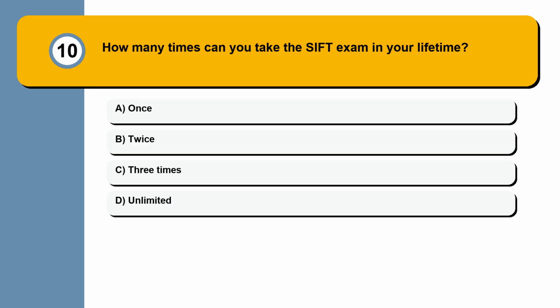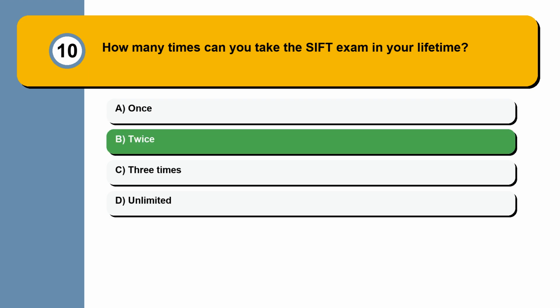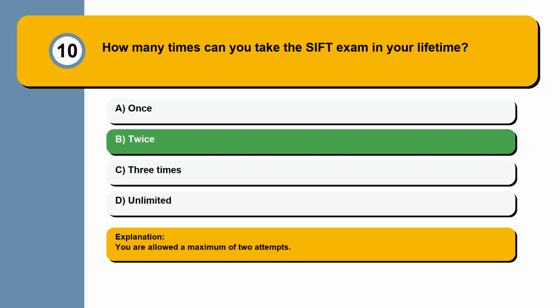Question 10. How many times can you take the SIFT exam in your lifetime? Once, twice, 3 times, unlimited. You are allowed a maximum of 2 attempts.